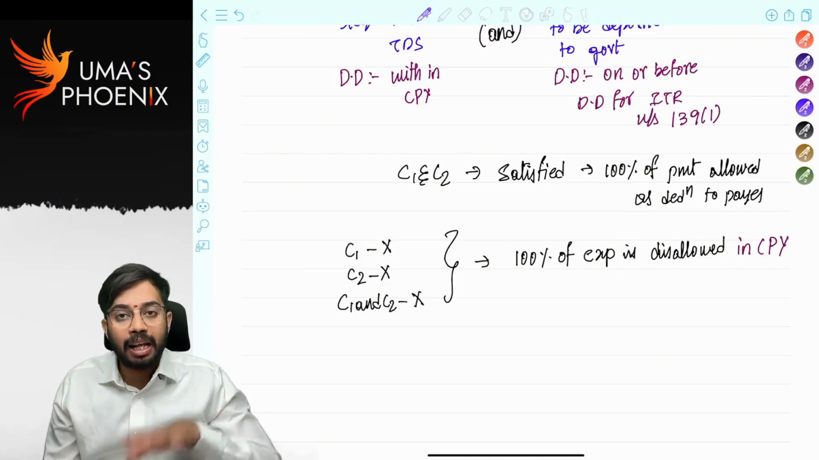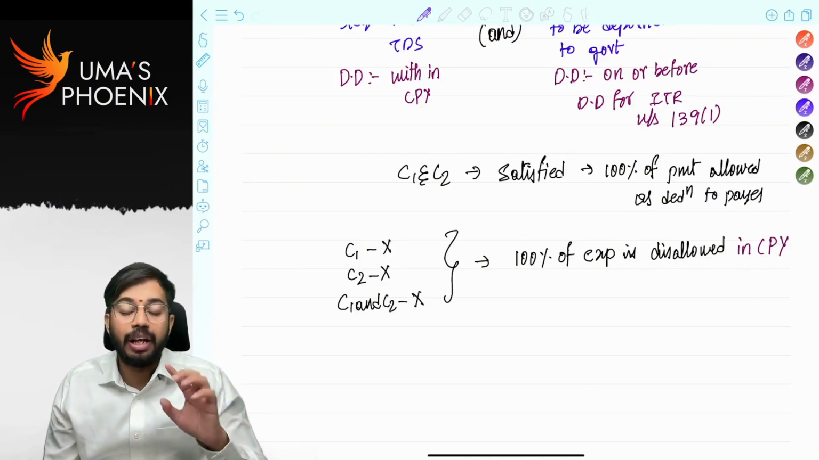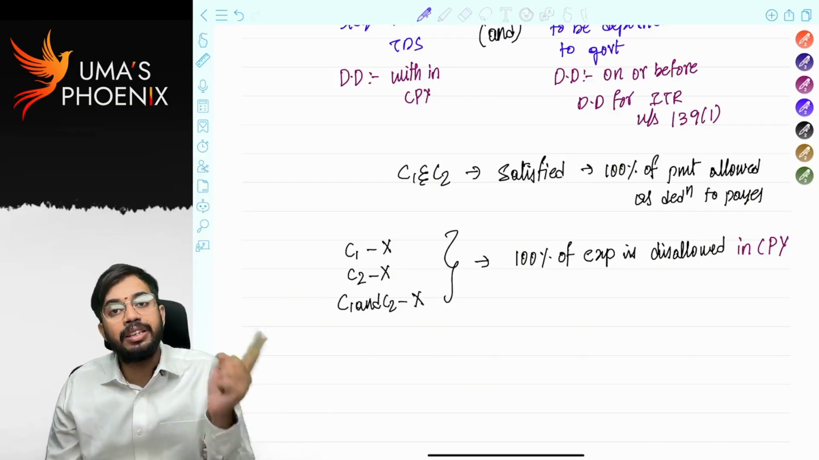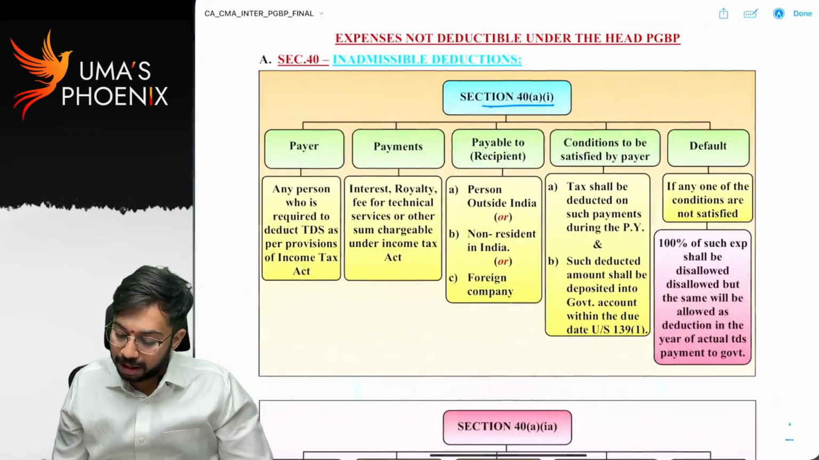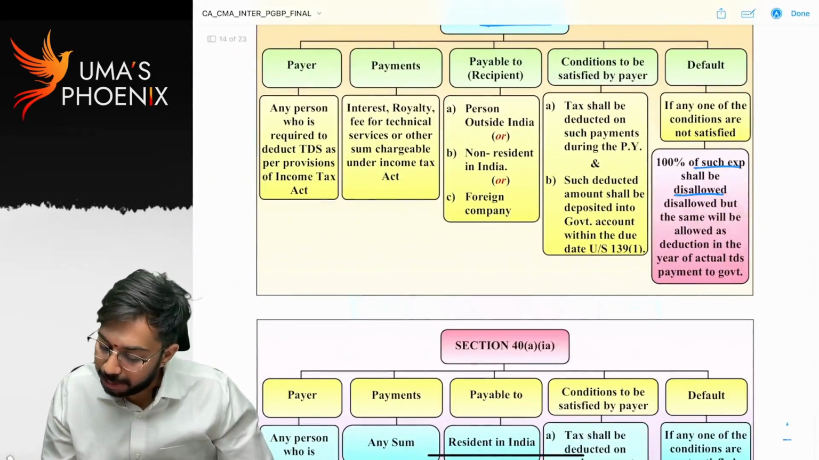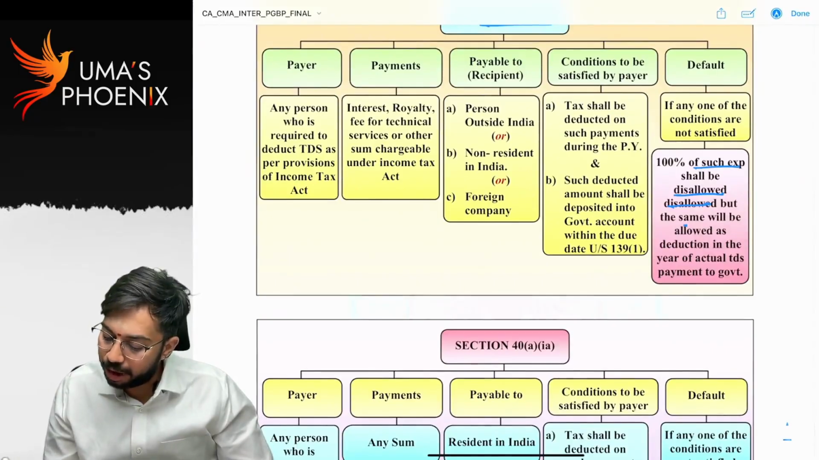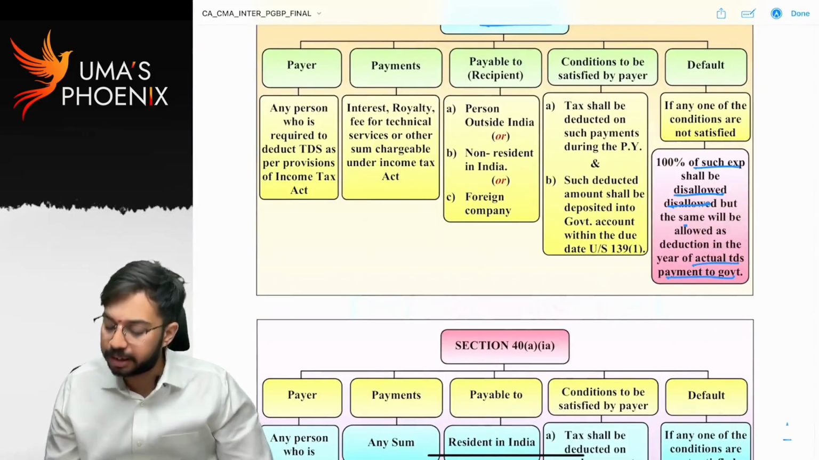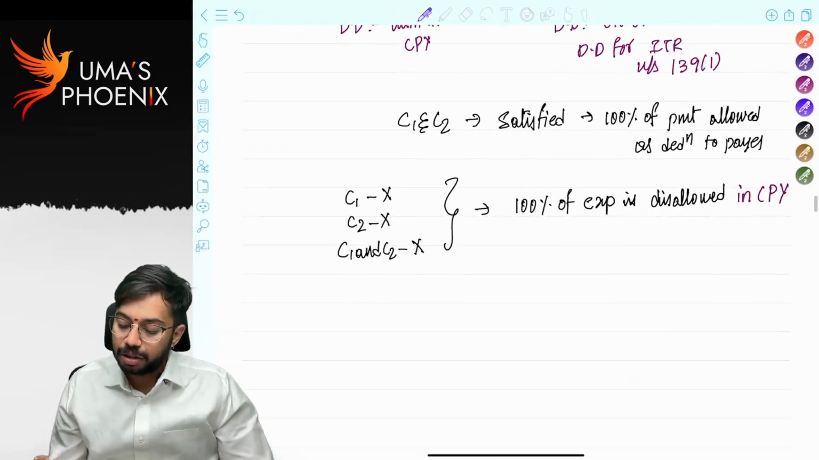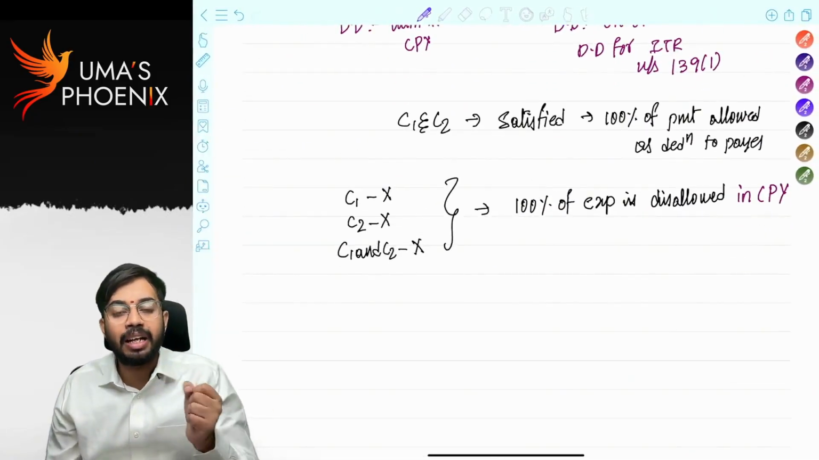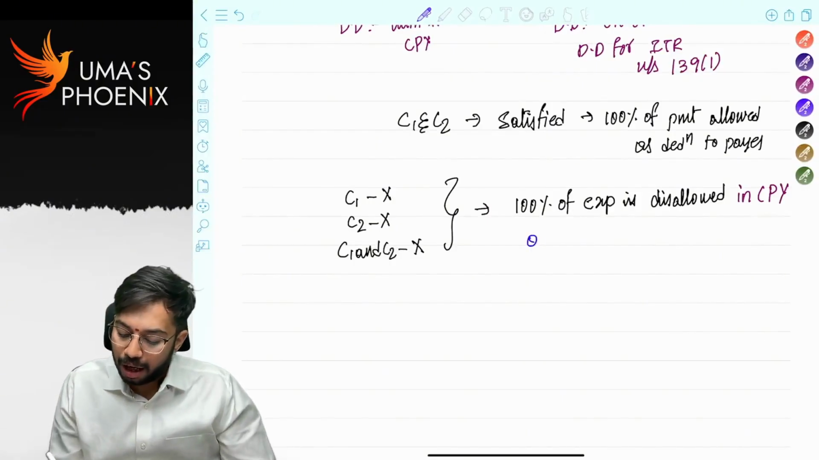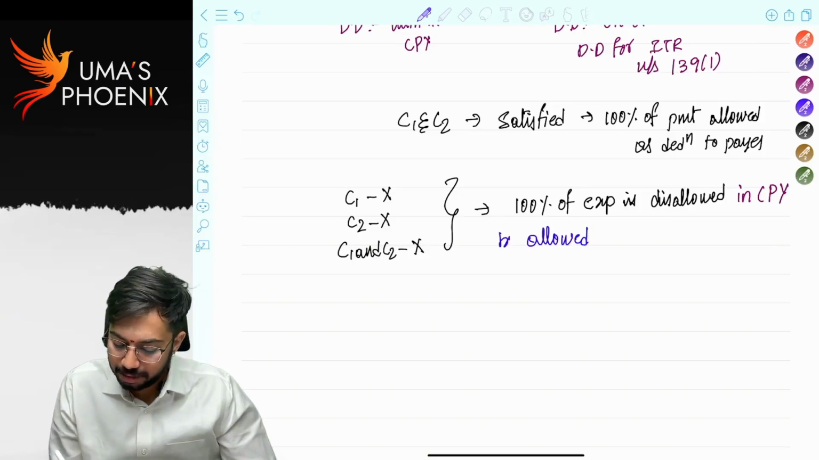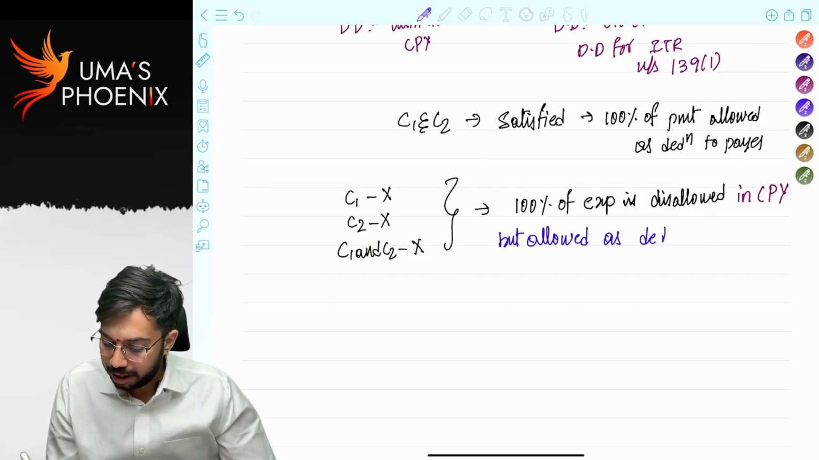Sir, if it is disallowed in the current previous year, what about the future? In future, whenever the deducted TDS is deposited to the government, then it is allowed as deduction on payment basis. Are you able to understand? Here you can see 100% of such expenditure shall be disallowed, but the same will be allowed as deduction in the year of actual TDS payment to the government. So in subsequent years, whenever the deducted TDS is deposited to the government, in that year it is allowed as deduction, on payment basis.